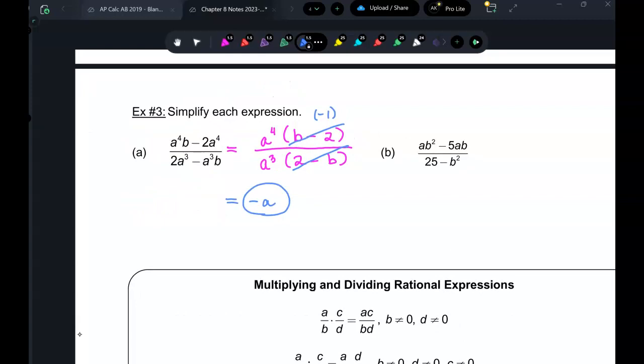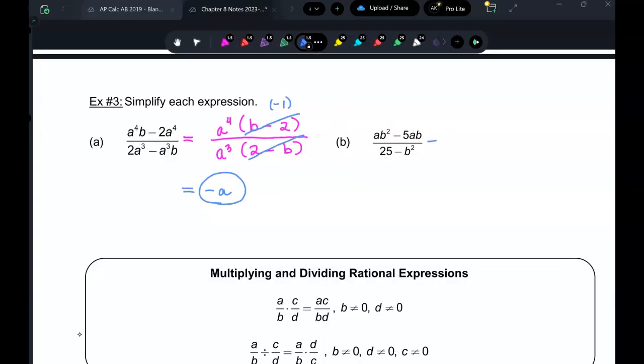See? I told you, it's an easy lesson. It's just simplifying. Alright, so for this one, you can take out a.